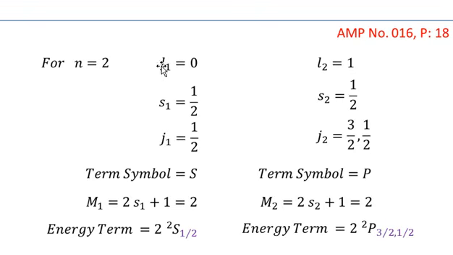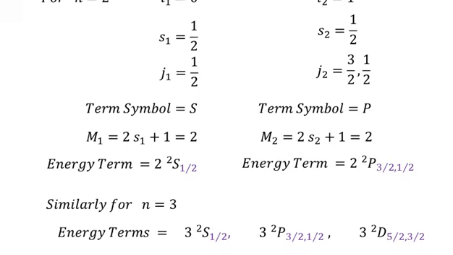And the term symbol corresponding to L1 is equal to 0 is capital S, and the term symbol corresponding to L2 is equal to 1 is capital P. The multiplicity for this system, M1 is equal to 2S1 plus 1, is equal to 2. And the multiplicity M2 is equal to 2S2 plus 1, which is again 2, because S1 and S2 for a single electron are S1 is equal to half and S2 is equal to half.